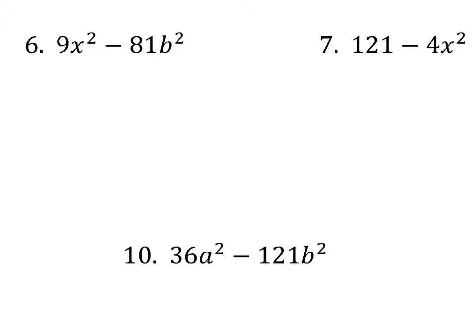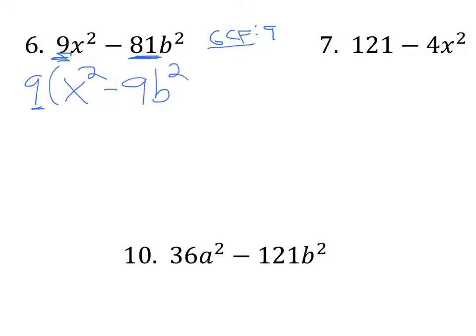If I look at 6, now what's different here, I have 9 and I have 81. Now 9 goes into both of them, so the GCF is 9. I'm not going to have a variable because each of the terms has a different variable. First term has x squared, second has b squared. I'm just going to pull out the 9 first. 9 divided by this 9 is 1, so I just get x squared. Then I bring down the minus. Then this 81 divided by this 9 is 9, and I bring down the b squared. So I did the first step there. I factored out the GCF.